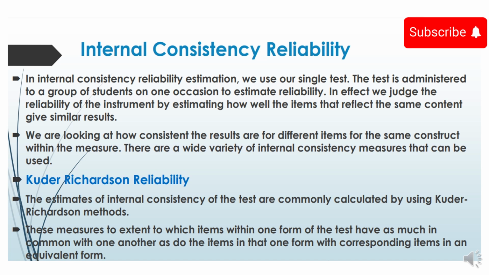According to Kuder-Richardson reliability, the estimates of internal consistency of the test are commonly calculated by using the Kuder-Richardson methods, and these measure the extent to which items within one form of the test have as much in common with one another as do the items in that one form with corresponding items in an equivalent form.